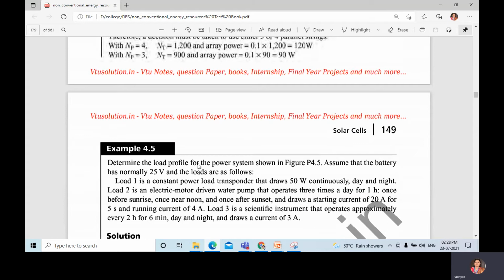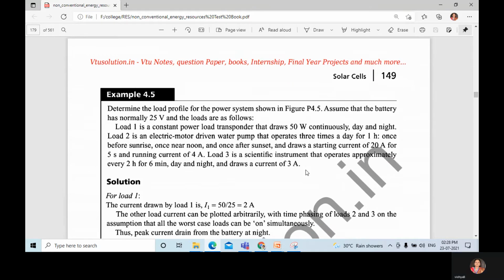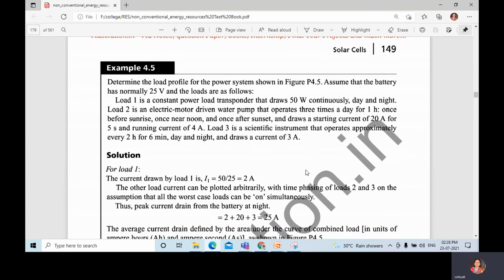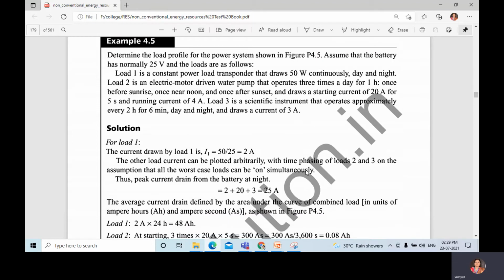Next, determine the load profile for the power system shown in the figure. Assume that the battery has a nominal 25 volts and the loads are as follows. Load 1 is a constant power load transponder that draws 50 watt. First load is 50 watt continuously, day and night.